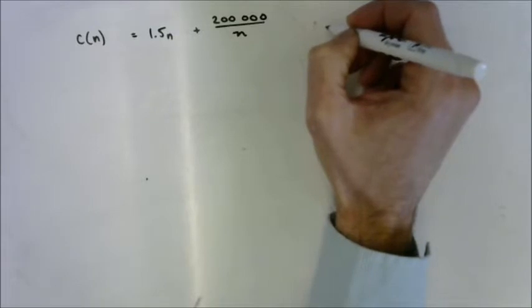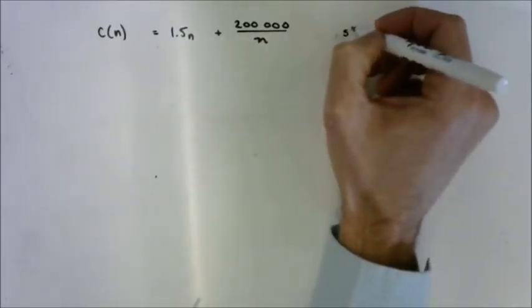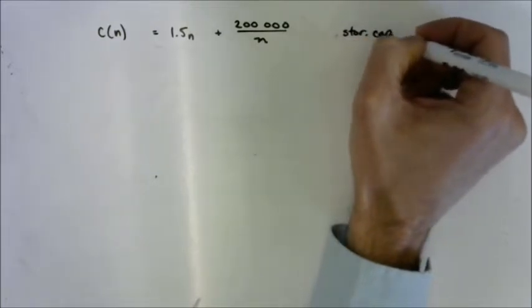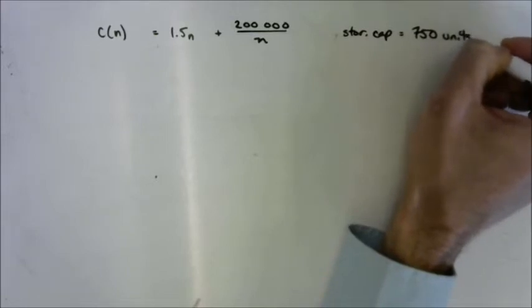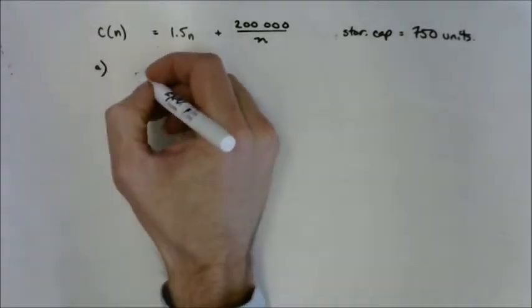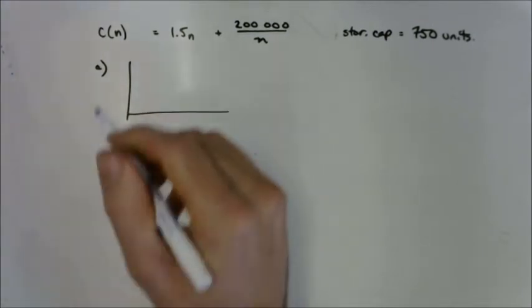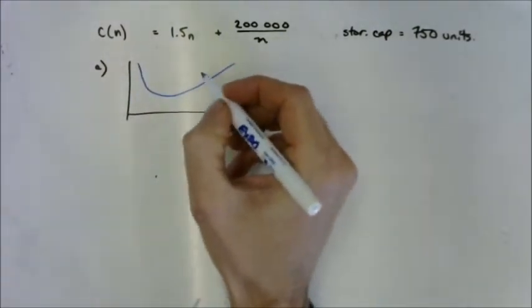So that's going to be a restriction on the domain, right? Storage capacity, 750 units. Okay, we're going to graph this function and explain the shape. Then find the domain of interest for this problem. So if we graph this, we're not going to do it by hand. I'll just give you what it looks like. We can pretend that we did it on Desmos. The graph looks something like that.